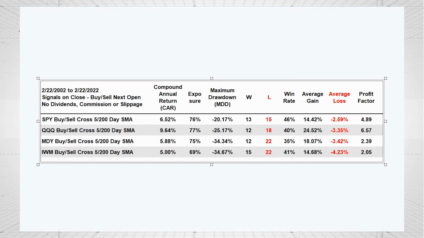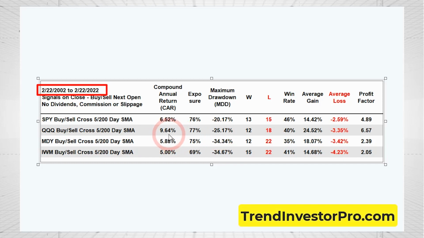So I'm running out of time here, but I did do the test of the 50/200 cross for SPY, QQQ, MDY, and IWM. I had to run this from 2002, so 20 years, because the data for QQQ only goes back to 2001, and that was the first date I got a 200-day moving average. And so we can see that QQQ performs fine, has a 25% drawdown, but a 9.64 return.